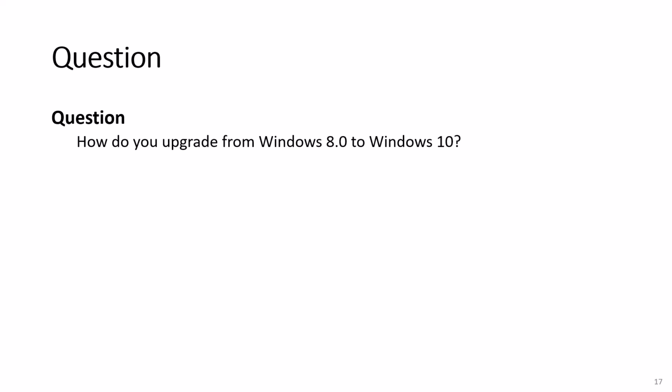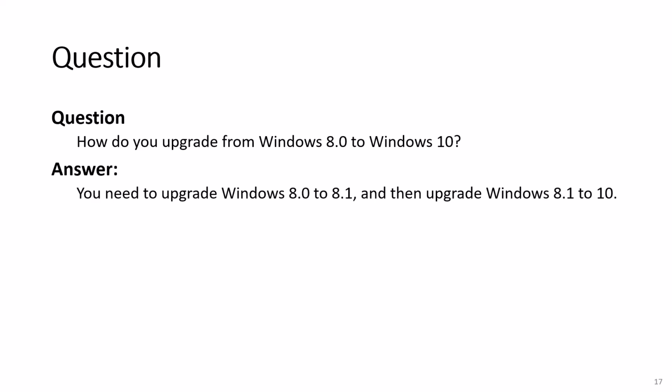Question: how do you upgrade from Windows 8.0 to Windows 10? Answer: you need to upgrade Windows 8.0 to 8.1 and then upgrade Windows 8.1 to 10.